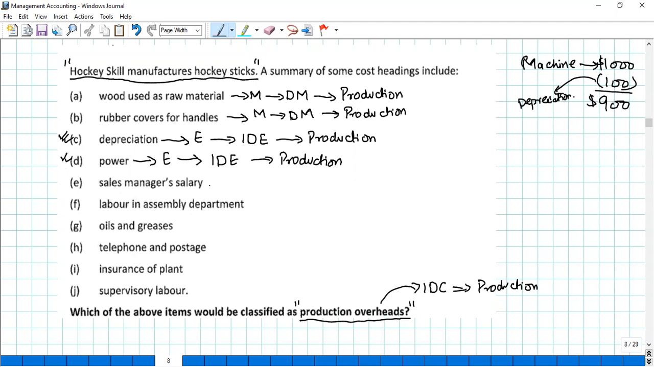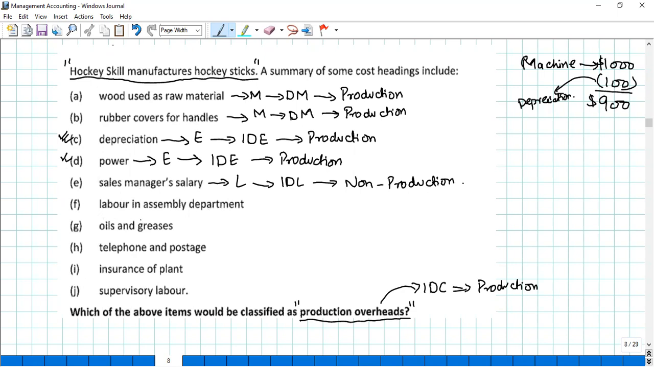Then, sales manager's salary is a person's salary, so it's a labor cost. It is an indirect labor because the sales manager is not involved in production. It is a non-production cost, because the sales manager's salary is a selling cost, and selling cost is a non-production cost. So it will not be our answer, because we have to identify the indirect costs that are related to production.